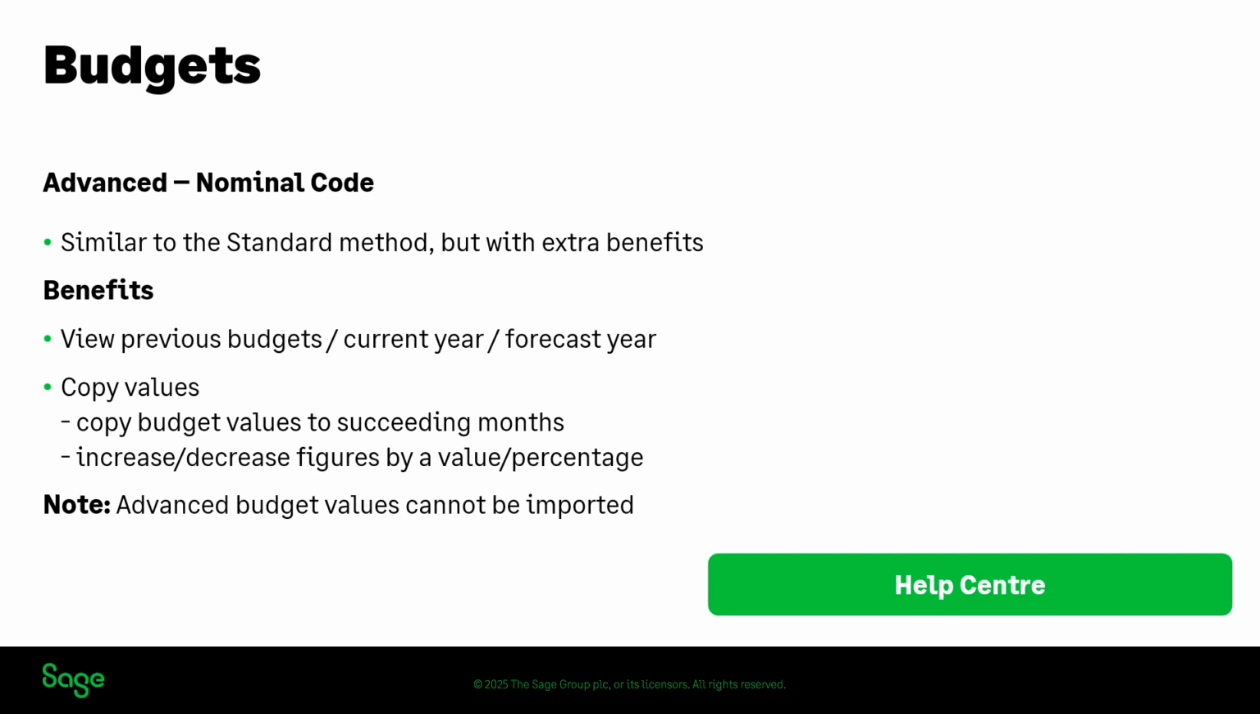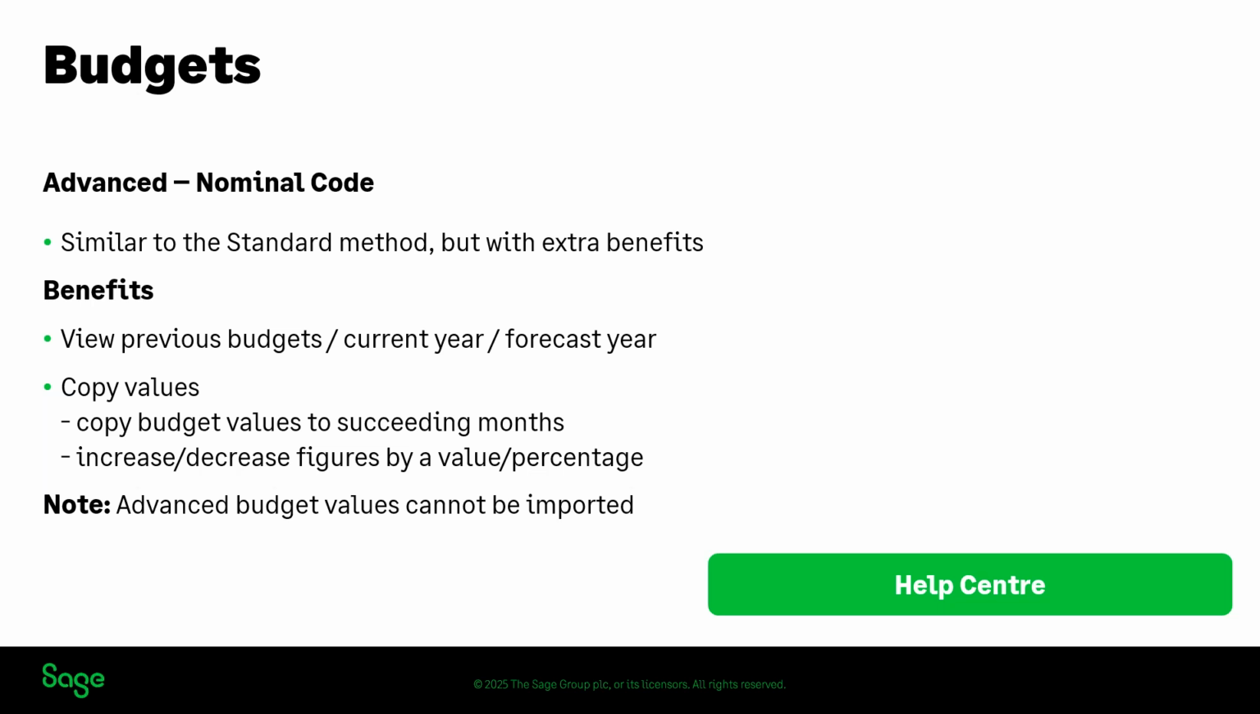Now, the advanced by nominal code, which is the first one we're going to choose as it's first on the list in the drop down, is very similar to the standard method of budgeting, but there are extra benefits. When I say the standard method, that's what we covered in part one, where you went into the nominal record, and for each nominal record you would have the budgets column and you would key that information in. But as I say, there are extra benefits with it being advanced.